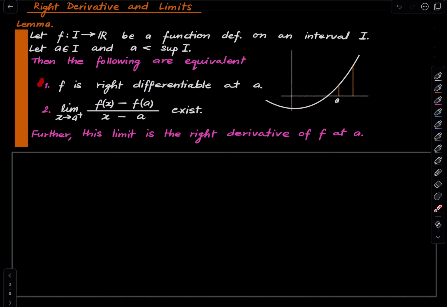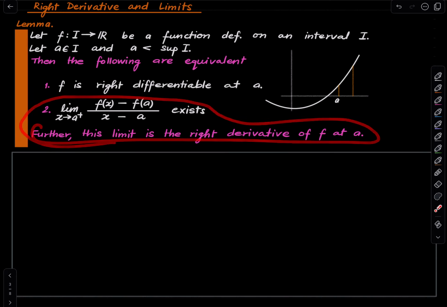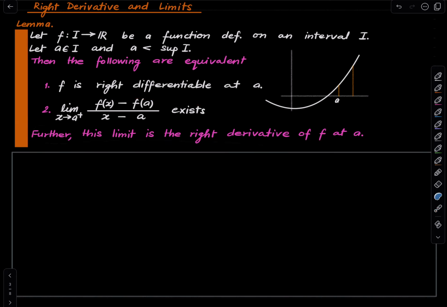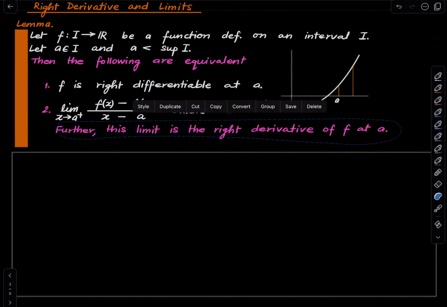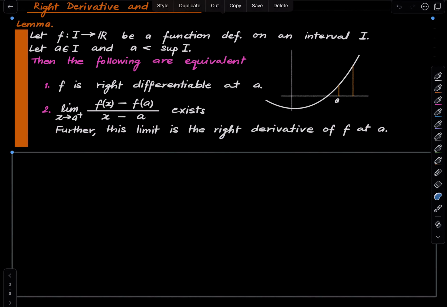And we are saying that the following two things are equivalent. The first thing is that f is right differentiable at a. And the second is that this right limit exists, and further, this limit is the same as the right derivative of the function at a. So this statement should have been clubbed there. It seems like a standalone statement. I meant to have it as a part of the second one. So I hope the statement is clear.